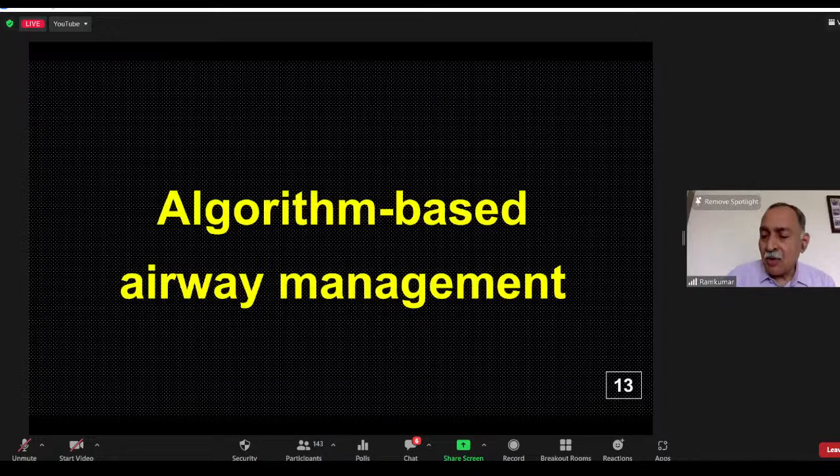So with the anatomical, physiological, and contextual assessment over, let's now very quickly go into some of the points that algorithm-based airway management stresses, not necessarily an algorithm from the United States or from United Kingdom or from Europe or from Australasia or from India. We will just look at some of the common guidelines or algorithms that are available. What do they point a finger to?